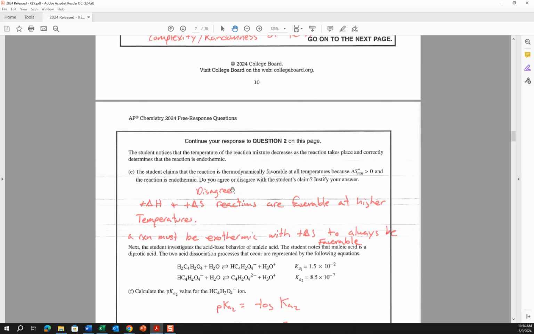So we would disagree here, because the only time a reaction is always favored no matter what is when you have a negative delta H, when it's exothermic, with a positive delta S. So if this had said exothermic, then yeah, I agree. But since it was endothermic, a positive delta H combined with a positive delta S, remember that's favorable at higher temperatures, not favorable at all temperatures. You'd have to have a negative delta H and a positive delta S to always be favorable. Okay.